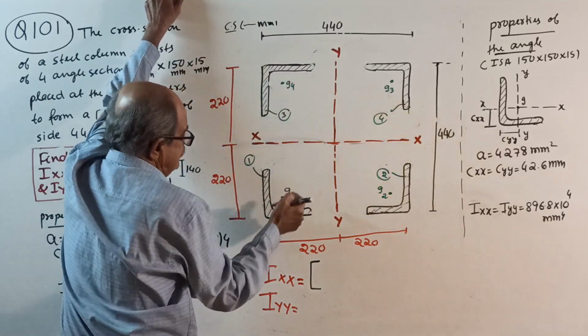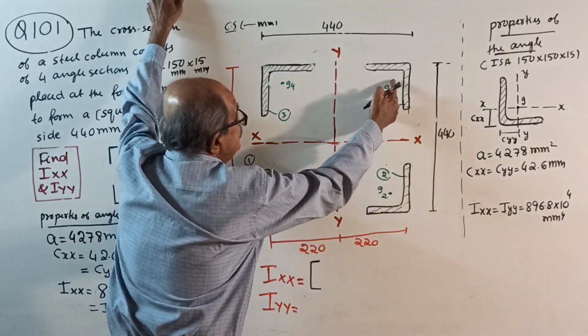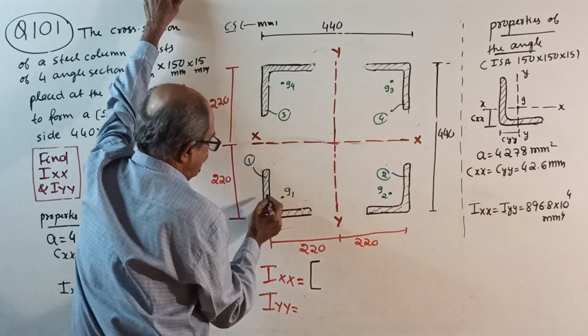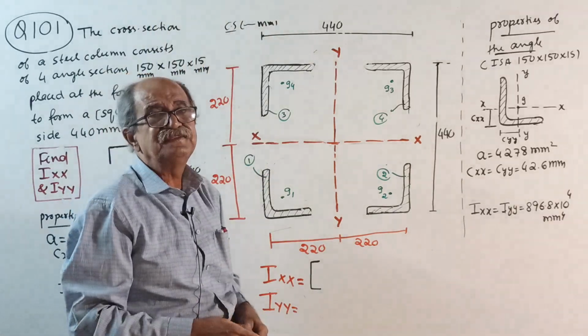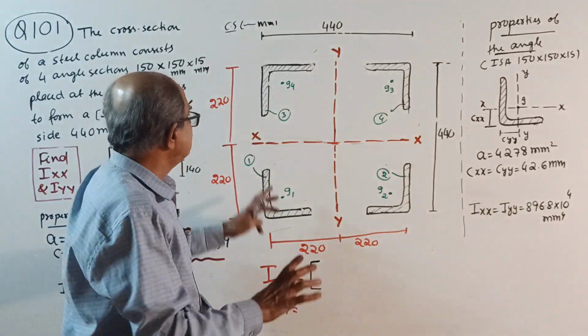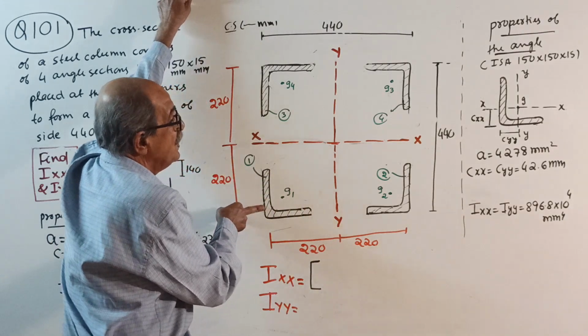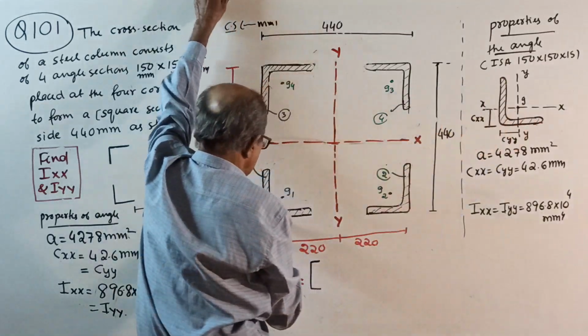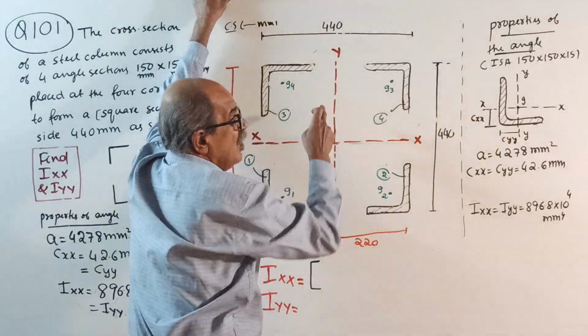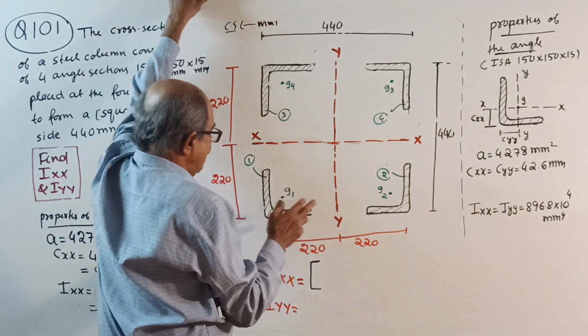See, G1, G2, G3, G4. First, among the four angles, see which angle is correctly suited here. The best angle is this angle, 1. Why? Because the placing is exactly the same. But the answer is the same for all four angles. Anyway, see this angle.